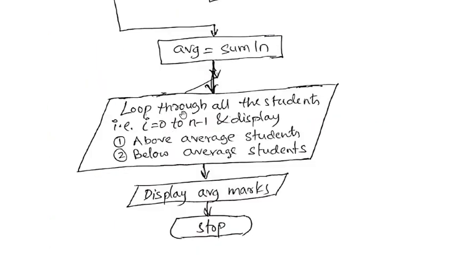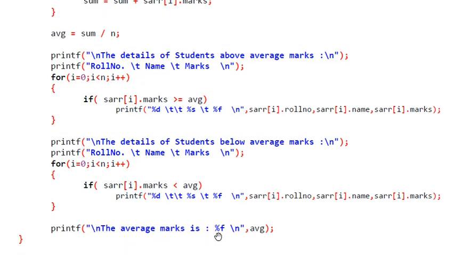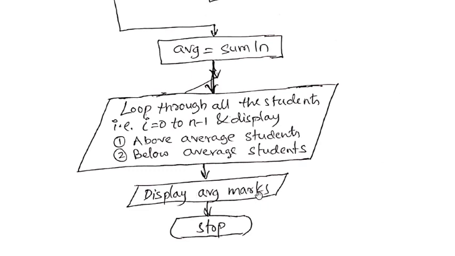Loop through all the students, that is I is equal to 0 to n minus 1, and display number 1 above average students, number 2 below average students, and after doing that display the average marks. At the end, we have displayed the average marks of the whole class, AVG, and then stop. So this is the flowchart.